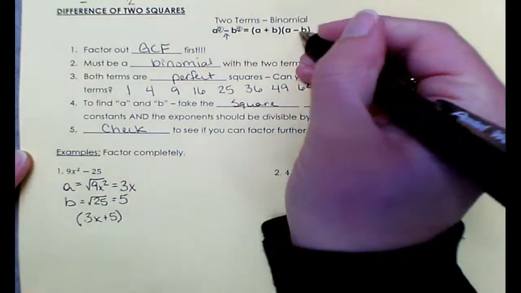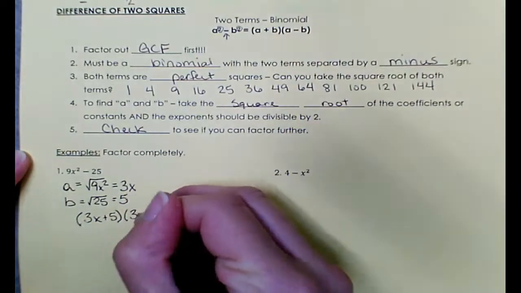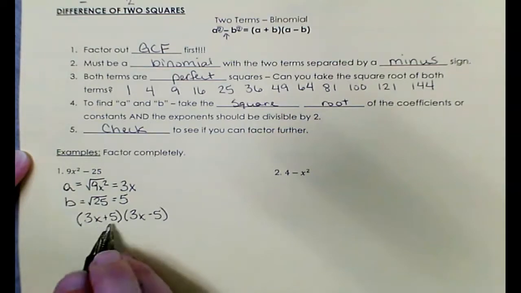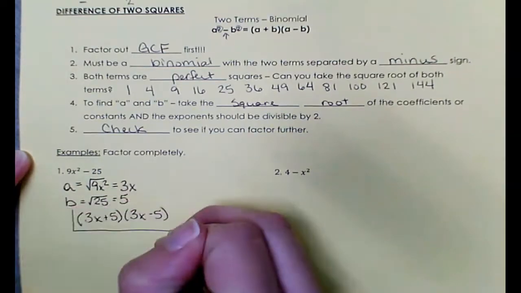And the second part is A minus B. So 3x minus 5. And I can't factor anything out further, so this would be my answer.